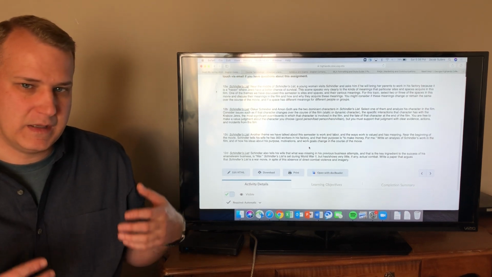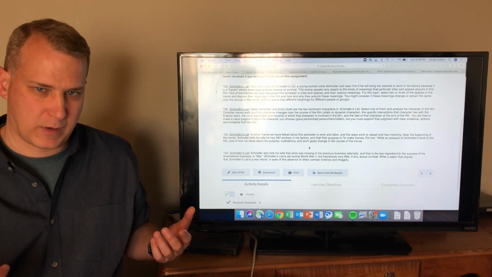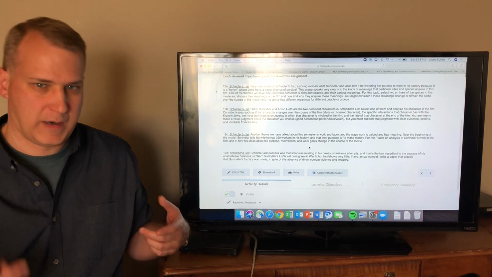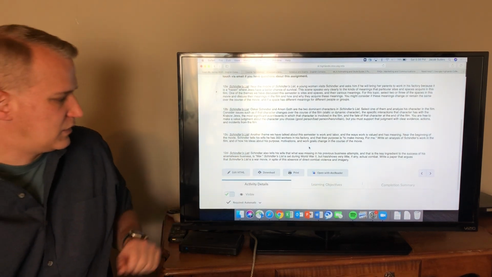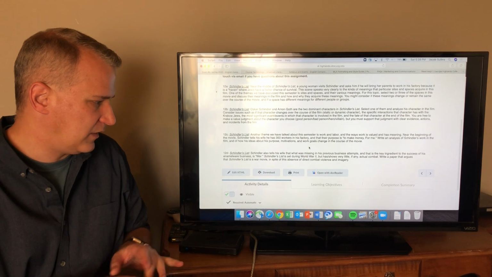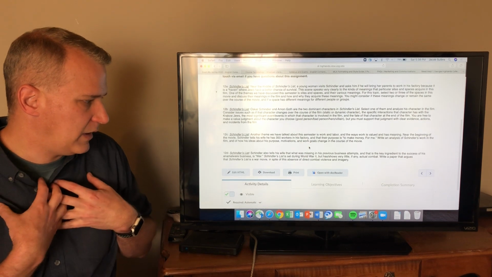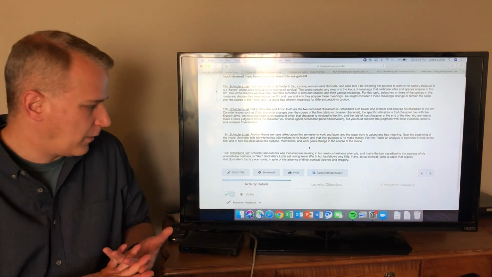Think about what work means to him, what he is working for, what his work goals are, and how they change over the course of the movie. The fourth one: Schindler tells his wife that what was missing in his previous business attempts, and that is the key ingredient to the success of the enamelware business, the Krakow business, is war.